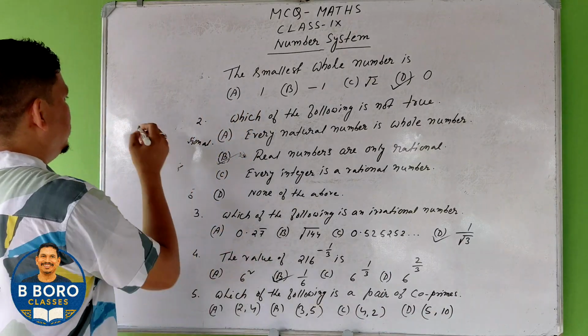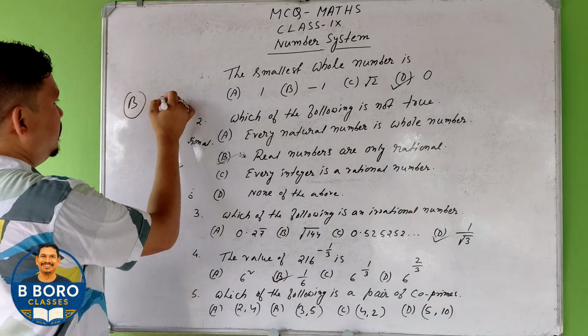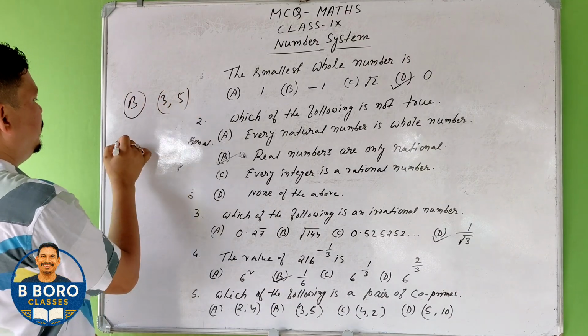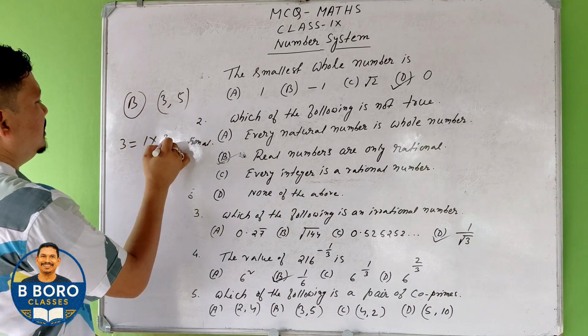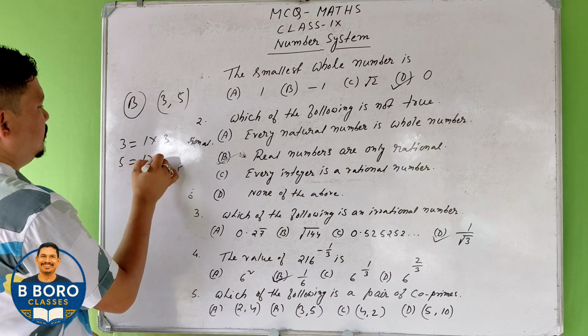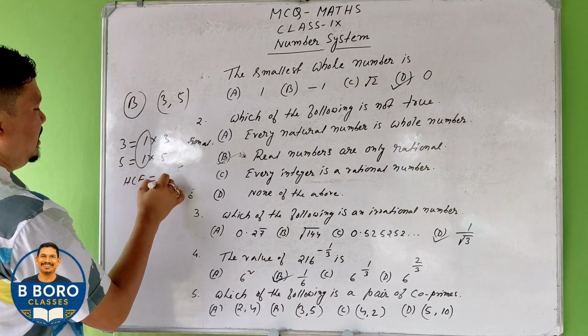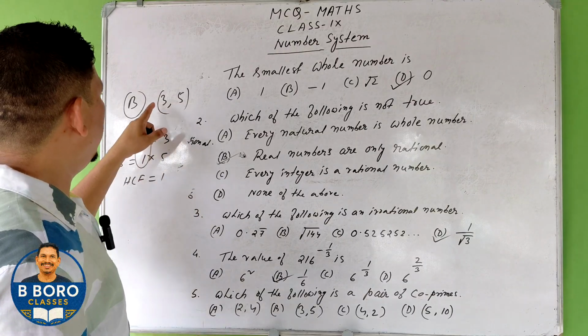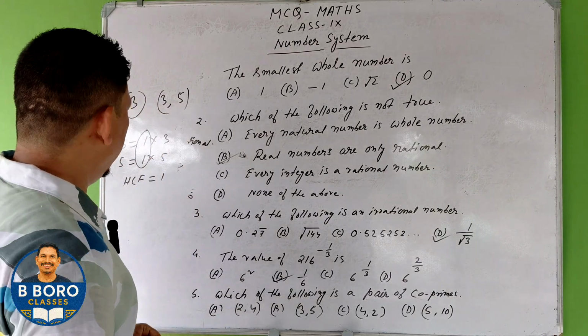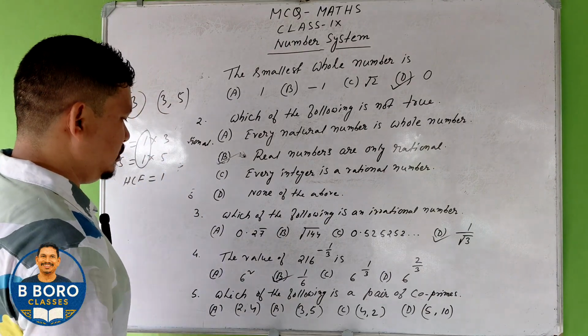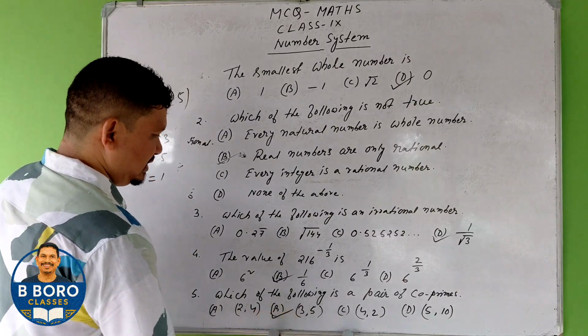But if we observe option number B, what is given? 3 and 5. So factors of 3 is what? 1 into 3, and factors of 5 is what? 1 into 5. So the highest common factor, HCF, is 1. Since the highest common factor of 3 and 5 is 1, that is why 3 and 5 is a pair of co-primes.